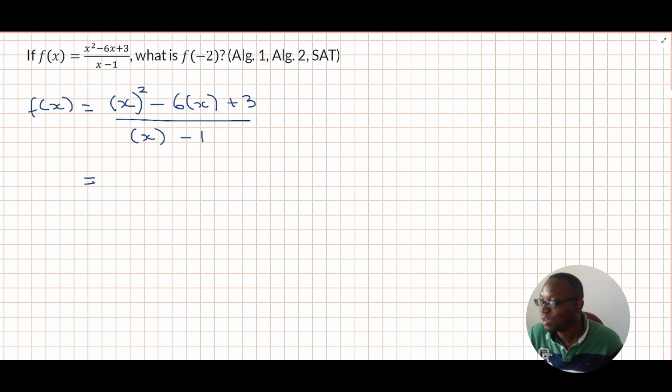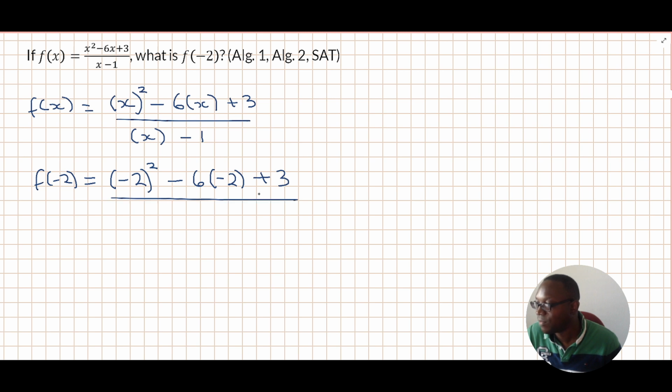So now, everything in parentheses here, we're going to replace with negative 2. So now we have f of negative 2. Inside the parentheses, I'm going to replace that with negative 2. I'm going to square it, minus 6, and then replace that with negative 2, plus 3. And then I'm going to divide. So now I have my parentheses here. I'm going to replace that with negative 2 and then subtract 1.